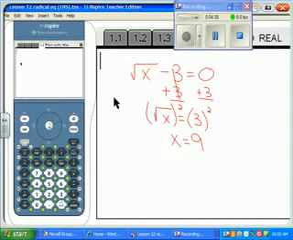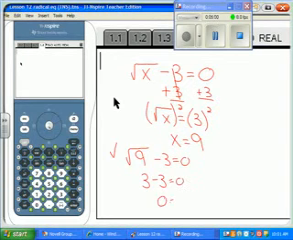Check. Now we checked it graphically. We know it's the right solution, but you can also check it by plugging in. Substitution. Okay, so we get the square root of 9 minus 3 equals 0. Square root of 9 is 3, so we get 3 minus 3 equals 0. 0 equals 0. So it checks.